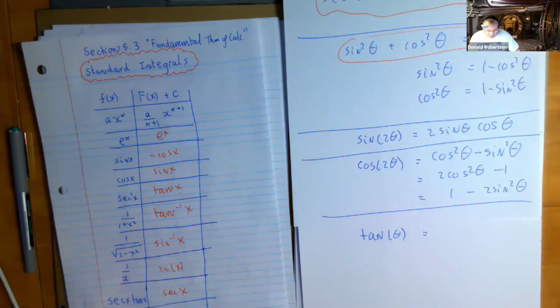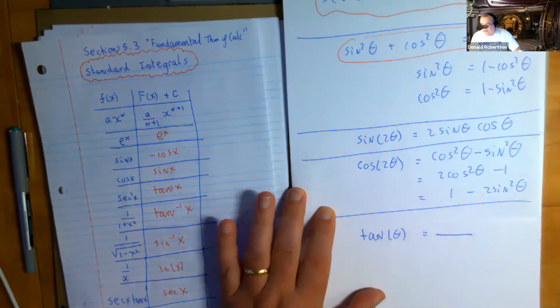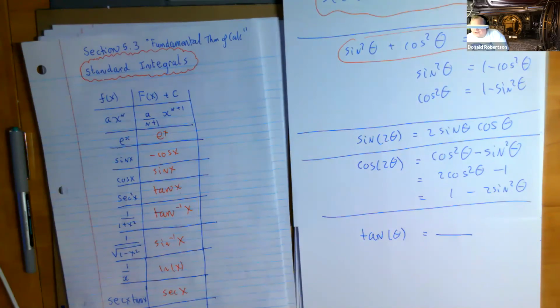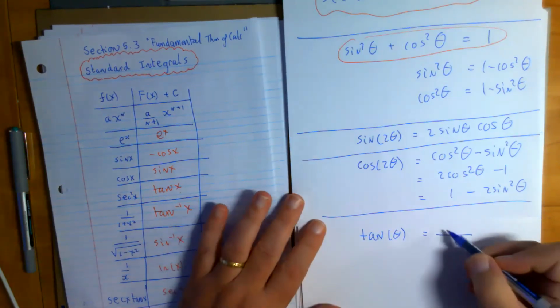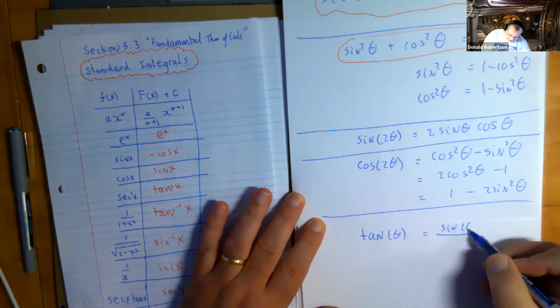There is a fractional way of writing the tangent. There's a fighting chance you remember that one. What's the tangent theta equal to? Isn't it like sine over cosine? It's exactly that, yes.